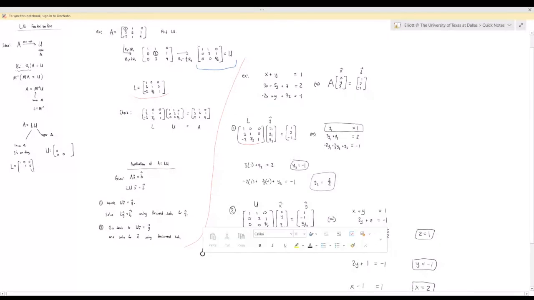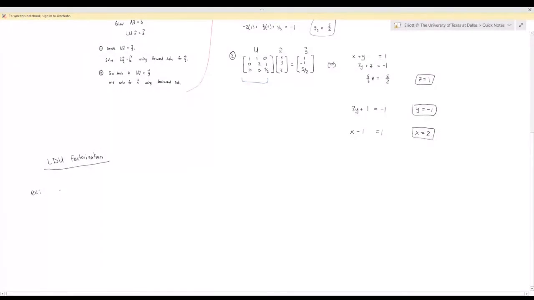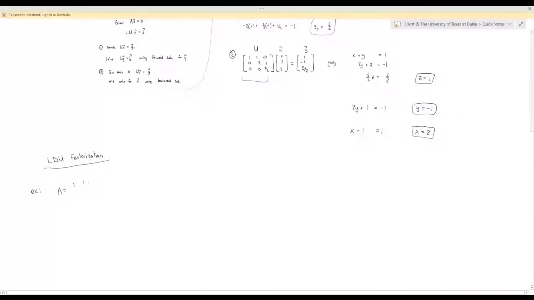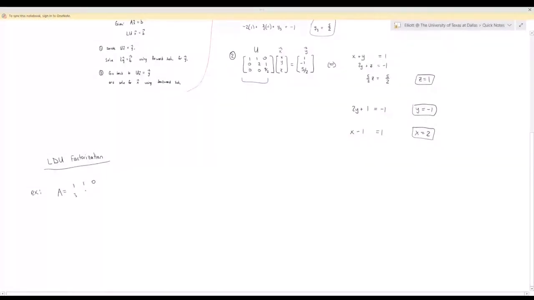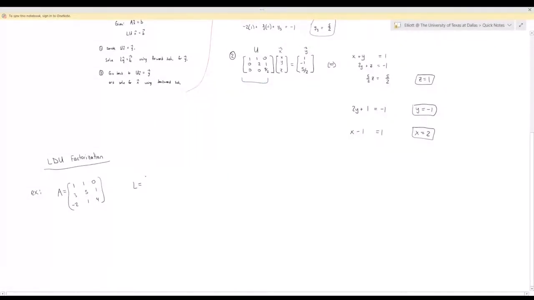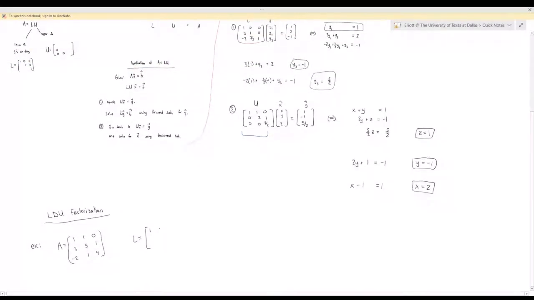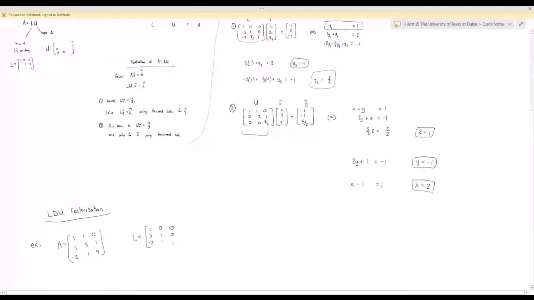So let me take the matrix A that we have again. Here's A. And then let me write down the L and the U that we found for the LU factorization. So that's what we found for the L. And then here's what we found for the U.